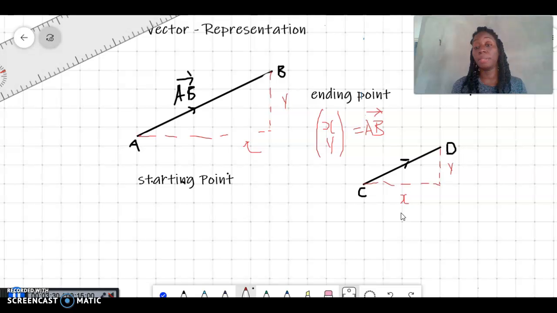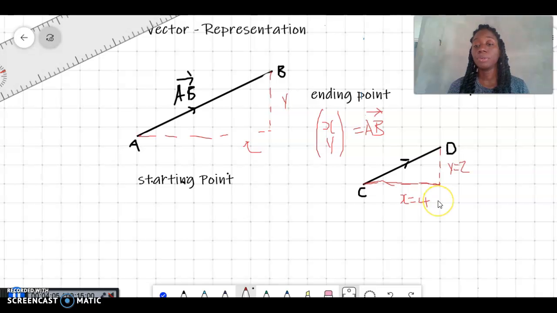Now what we can do, we can actually count the number of units to basically assist us in determining the horizontal shift. So that would be 1, 2, 3, 4. So X is equal to 4. And then 1, 2, so Y is equal to 2. So I would have to travel 2 units vertically and 4 units horizontally.